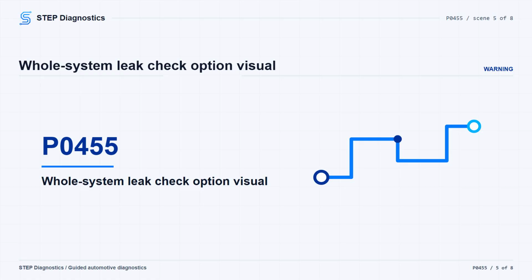To check for an internal purge solenoid leak, remove the manifold hose from the purge solenoid, fill the system with smoke, and look for smoke coming through the purge solenoid. If smoke is present, replace the purge solenoid, then run the leak evaluation again to verify the repair.